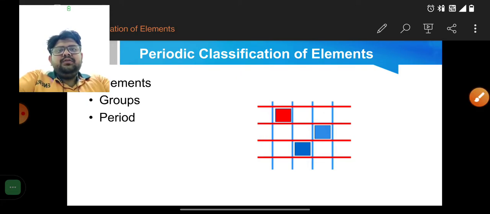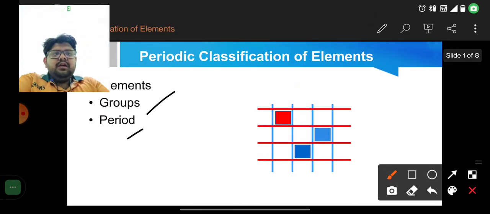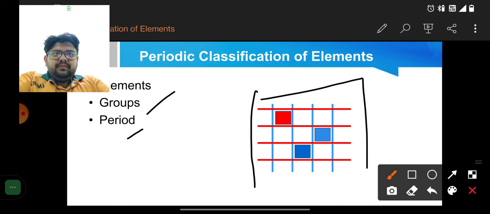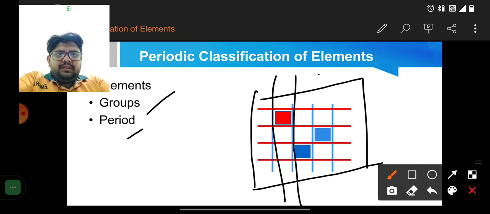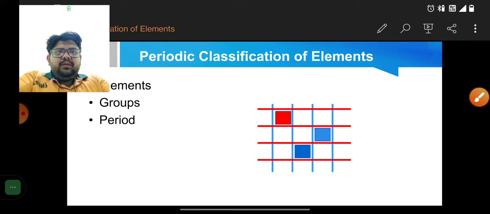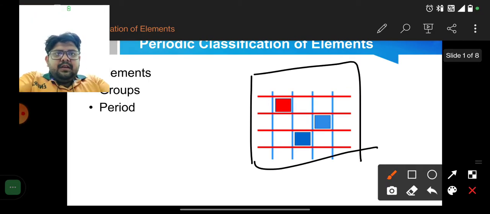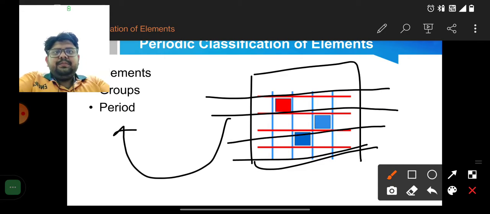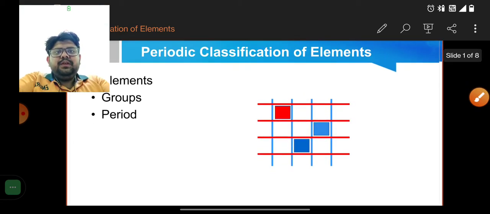Now I want to let you know something about groups and periods. To clarify this, I want to make a table like this. When we divide the table from top to bottom like this, there is a formation of a group, and whenever we divide the table from left to right like this, there is a formation of a period. Hope you all understand what is group and what is period.